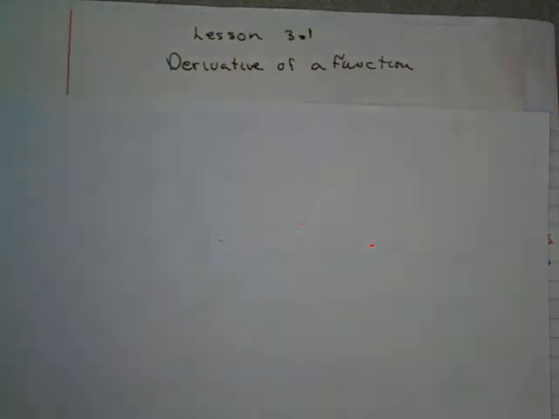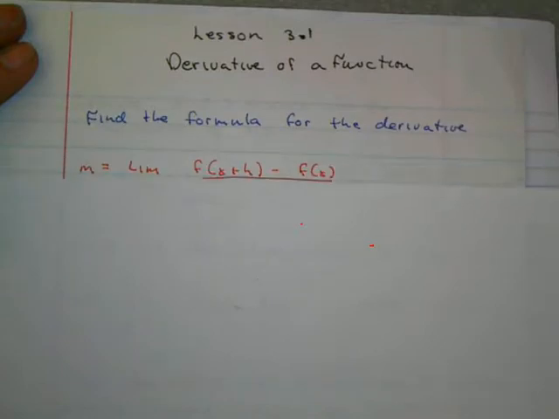Okay, today we are going to be discussing lesson 3.1, the derivative of a function. We've already looked at derivatives of a function, we just haven't really called them that. The derivative of a function is simply the slope of that function, the instantaneous rate of change. So we can use our limit formula.